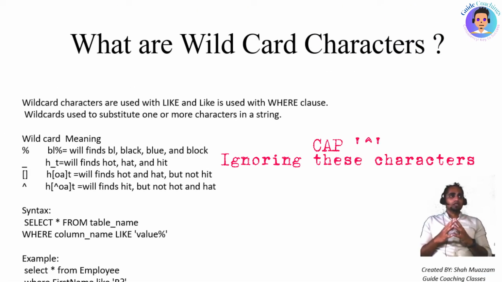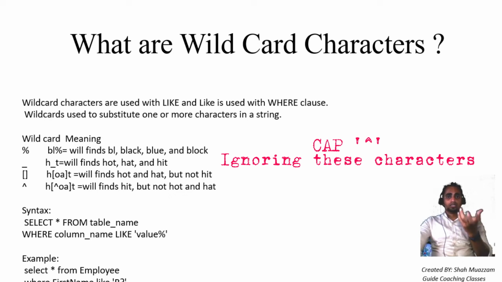Cap is simply the not operation. There are characters which we are sure won't be there, so in square brackets we put cap and then write O and A, because they are certainly not O and A. So fetch me those records which do not have O and A in between. It will fetch hit, but it won't fetch hot and hat.